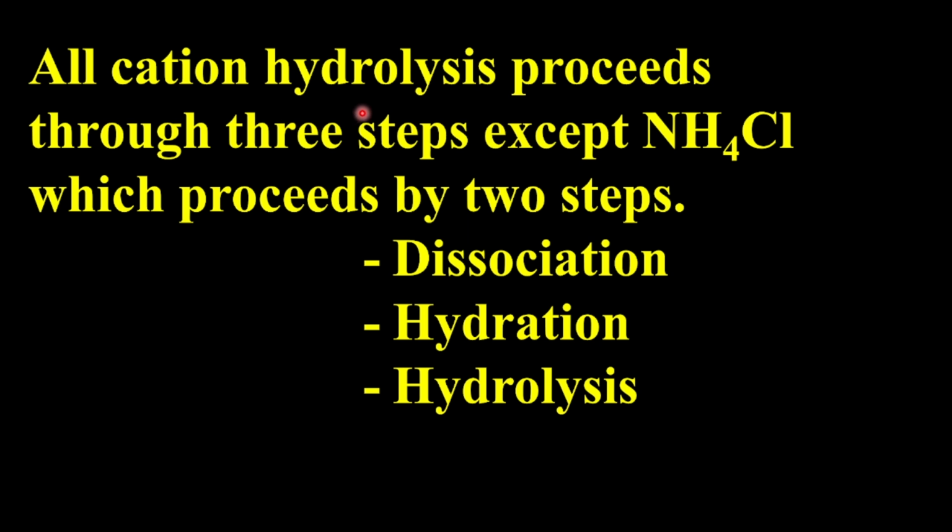So all cation hydrolysis proceeds through 3 steps, except that of ammonium chloride, which proceeds by 2 steps. So these are the steps that we are talking about. First one here, the molecule involved will undergo what we call dissociation. Then the second one, it undergoes hydration. Then we have the final stage, which is hydrolysis.